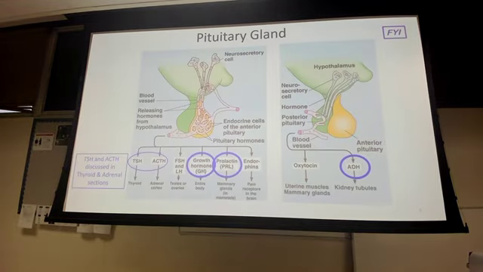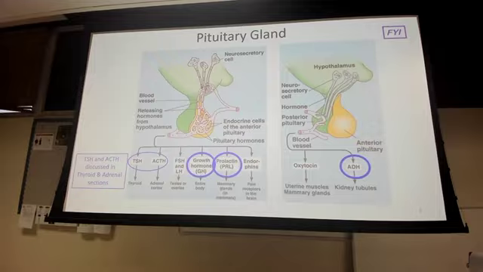Before we do that, let's review some quick anatomy and talk about ways hormones are made. You remember from A&P that we have the hypothalamus and the pituitary gland. The hypothalamus essentially controls the pituitary gland, and the pituitary gland makes hormones, depending on whether we're talking about the anterior or posterior, and sends those hormones out to act in the body.